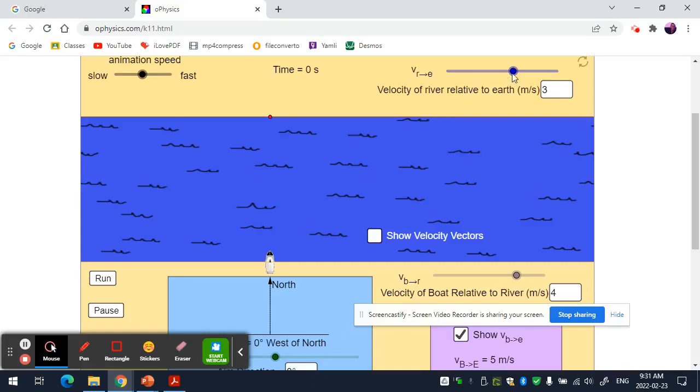What if I make this 0? What does that mean? Is there any current in the river? So what do you expect is going to happen to this boat once it moves? Where is it going to reach on the other bank? Right, left, or straight ahead? Why? Because it's neither pushed downstream nor upstream. Okay, that makes perfect sense.